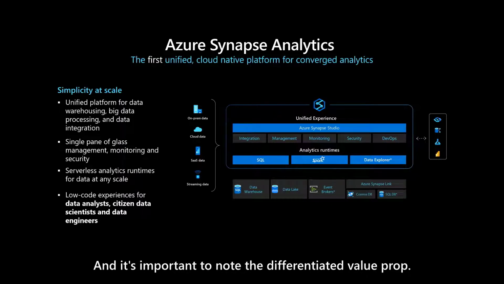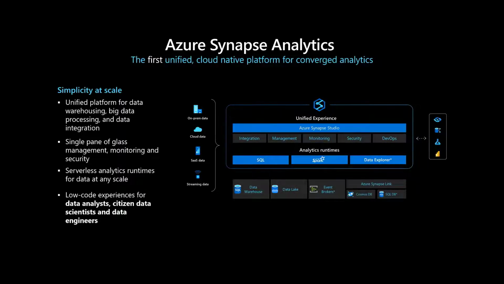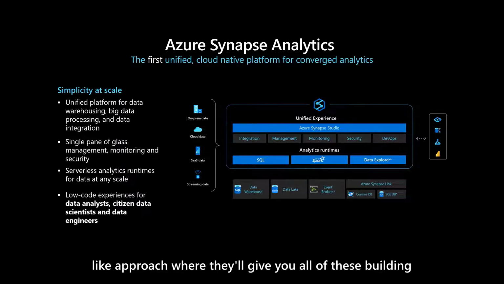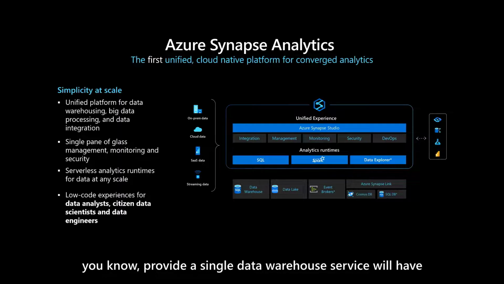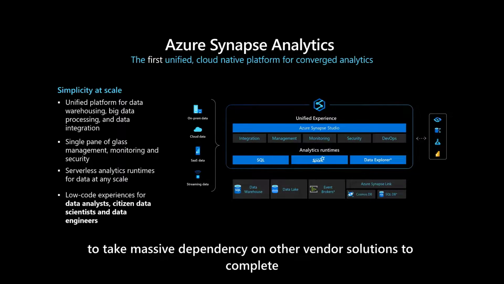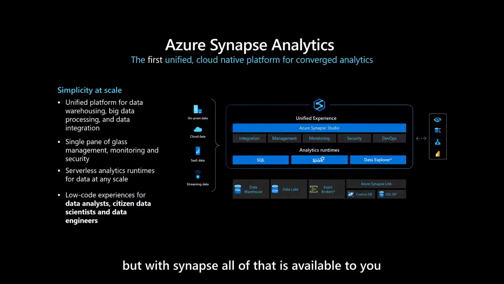And it's important to note the differentiated value prop. Whereas other vendors might propose a Lego block-like approach, where they'll give you all of these building blocks and you'll have to stitch them all together to make it work, or alternatively, provide a single data warehouse service, we'll have to take massive dependency on other vendor solutions to complete the picture. But with Synapse, all of that is available to you through a single native experience.